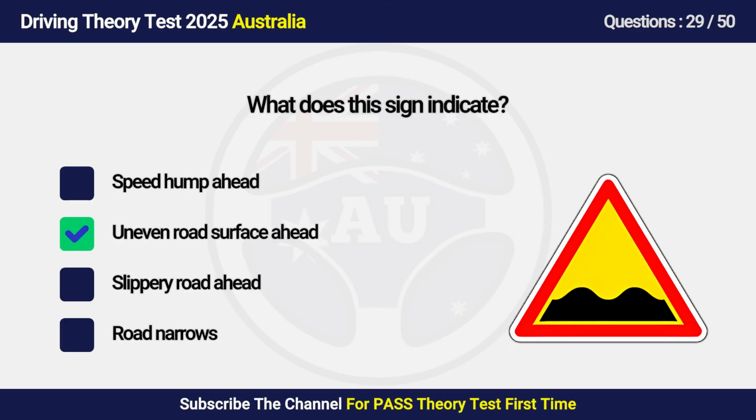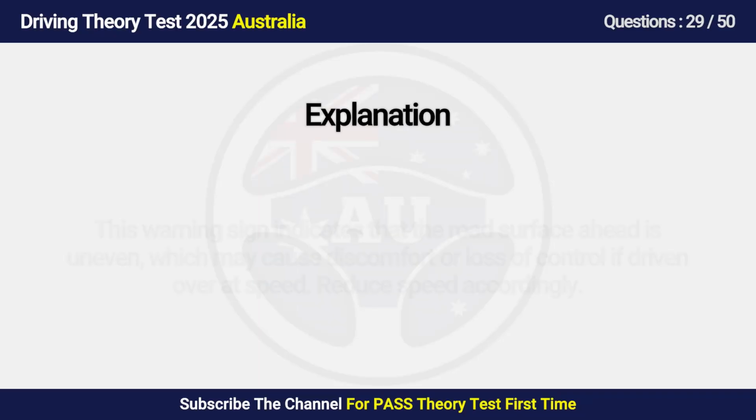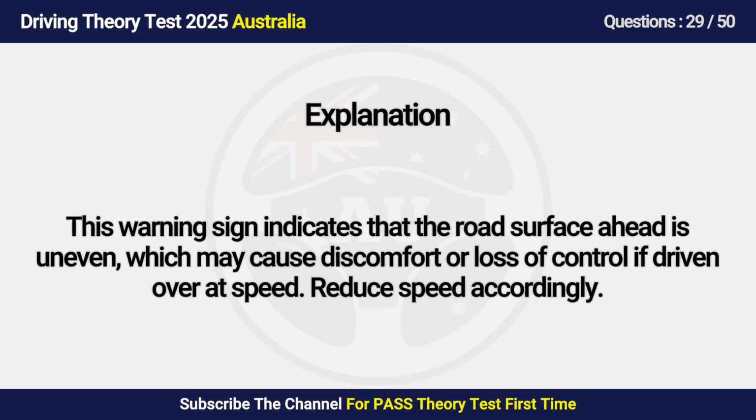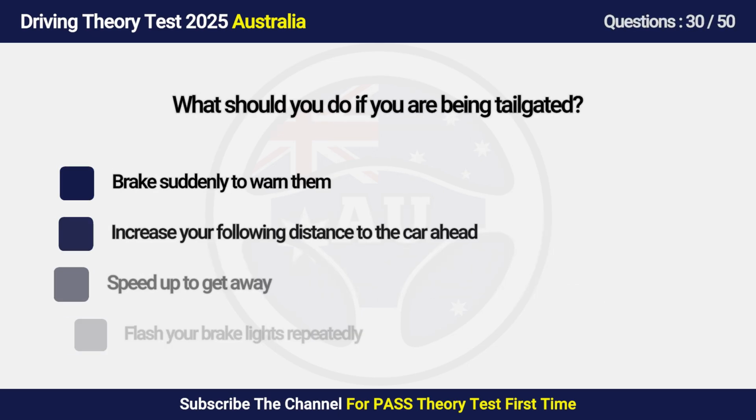Answer is B. Uneven road surface ahead. This warning sign indicates that the road surface ahead is uneven, which may cause discomfort or loss of control if driven over at speed. Reduce speed accordingly. Question 30. What should you do if you are being tailgated?